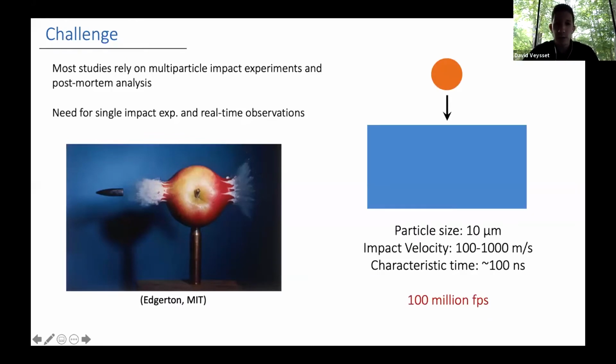So the challenge in microparticle high-velocity impact is that we're dealing with particle sizes of the order of 10 microns, with impact velocity up to a kilometer per second or a few kilometers per second. So the characteristic time of an impact event is about 100 nanoseconds. To be able to look in real time at such a short time scale, you need high frame rate imaging capabilities, of the order of 100 million frames per second, which is too high for conventional cameras. So you need more specialized imaging techniques.